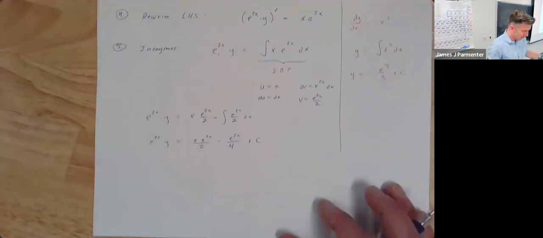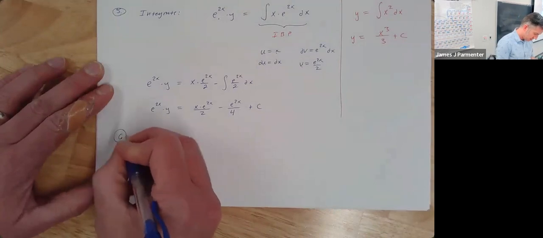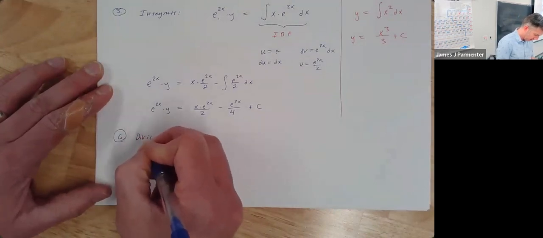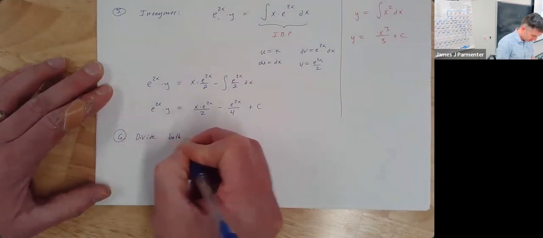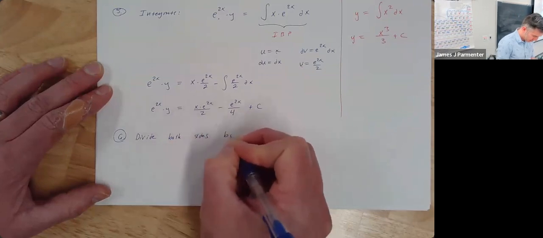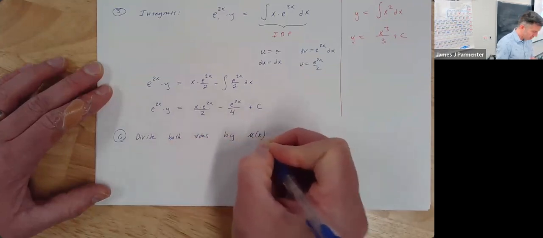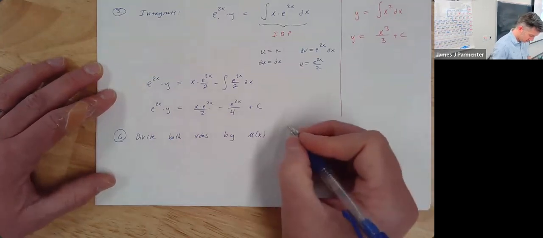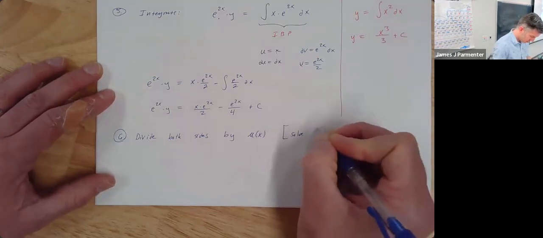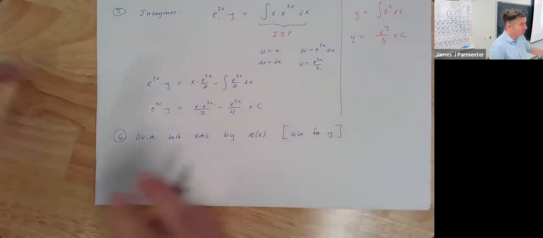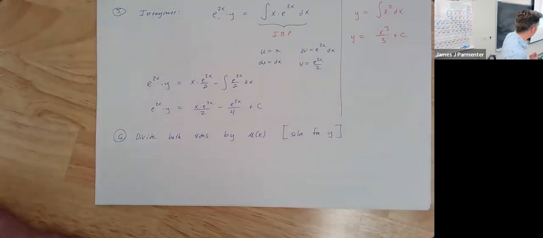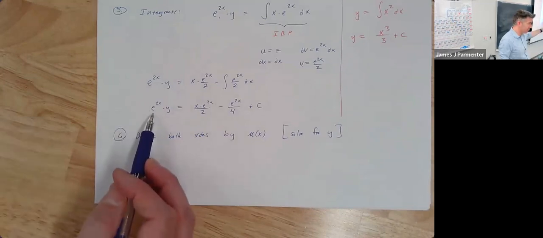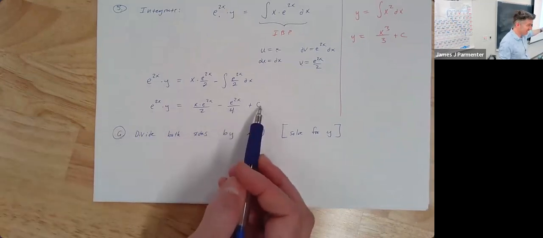Finally, the last step: divide both sides by the integrating factor. Or in other words, solve for y. Now, importantly, and this is important, everything on the right-hand side has to get divided by, in this case, e to the 2x, even the constant c.